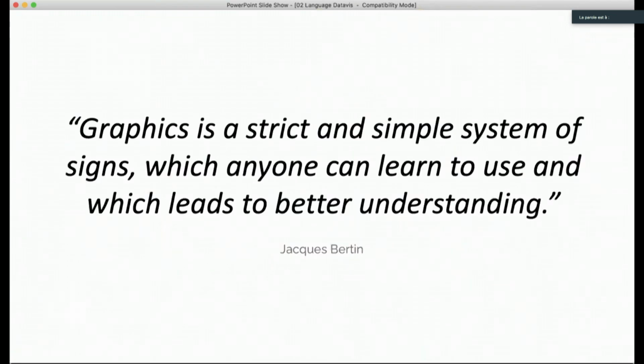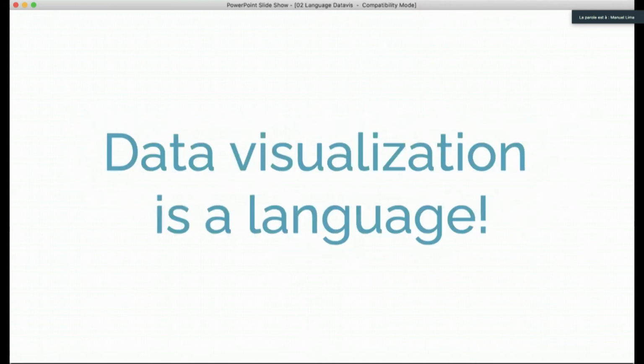information. So Bertin really says it all when he writes that graphics is a system of science which anyone can learn to use and which leads to better understanding. So in other words, data visualization is really a language.